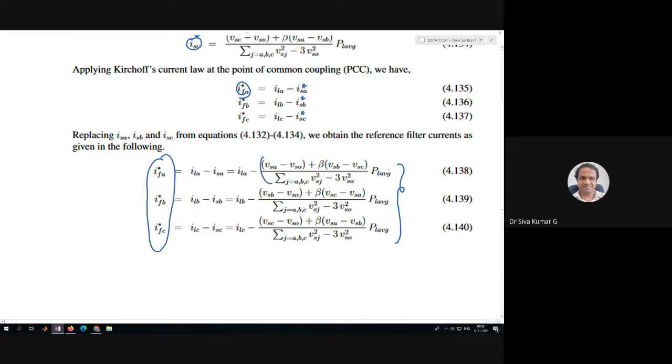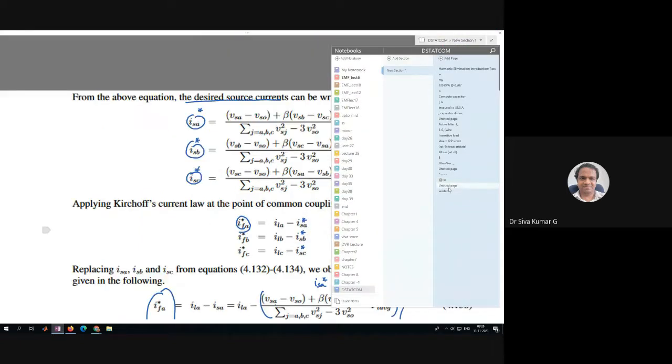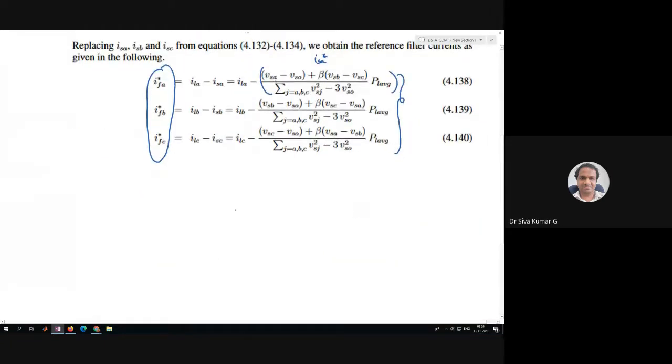This equation is going to have the reference source current of phase A, that is VSA minus VS naught into beta times of VSB minus VSC. Next, we'll try to see over here: suppose the beta which we take is 0. We'll try to see how this reference source current looks. The beta which I take as 0.